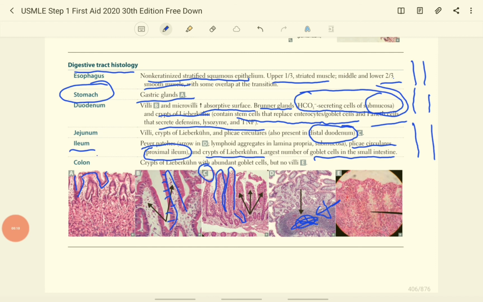In the colon, we can see a crypt. Here we can see an abundant number of goblet cells with no villi.